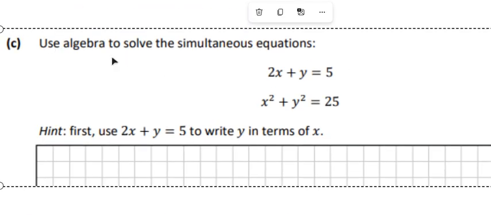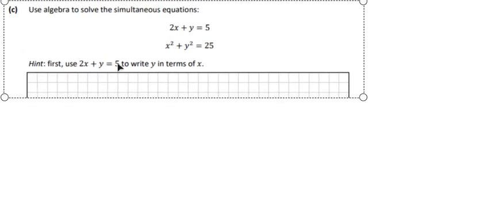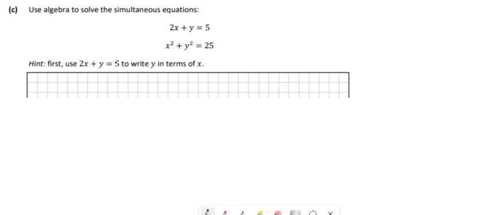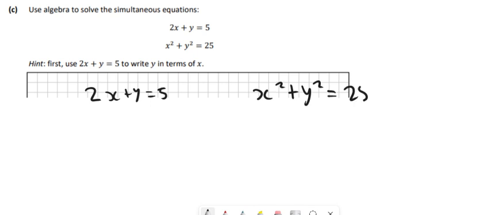Question C, part C then. So it's simultaneous equations, and they actually give you a hint here, which they never usually do, or they haven't before this year. They tell us to start with the 2x plus y equals 5. So when I'm showing these, I always say write out the equations separately. So we write them out separately like that, and then we always go to the linear one first, or the one without the squares in it, like they're saying here.